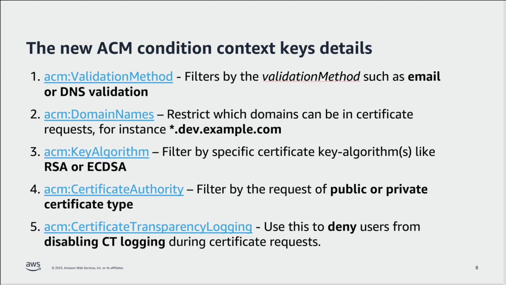Here are the details of the new ACM condition context keys. Notice the acm prefix on all of these condition keys, which tells you that they are specific to ACM. In this demonstration, we will focus on the first condition context key, acm:ValidationMethod, which filters access by the validation method in the request, such as email or DNS validation. For more information on the others, consult the AWS documentation.